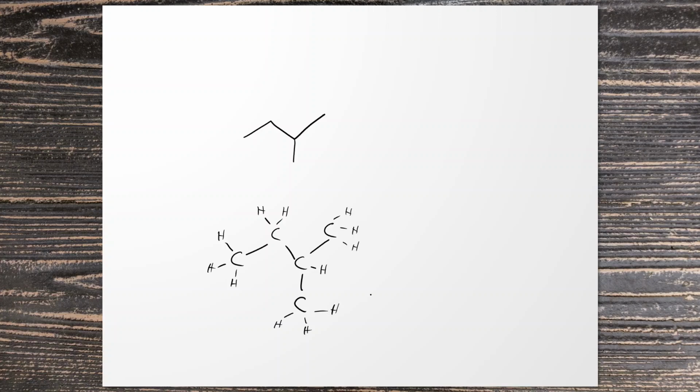Now, if we want to turn this back into the formula, we can see that there's 1, 2, 3, 4, 5 carbons, so we'd say C5, and then how many H's? 1, 2, 3, 4, 5, 6, 7, 8, 9, 10, 11, 12. So there are H12. Okay, moving on here, we're going to talk about rings.